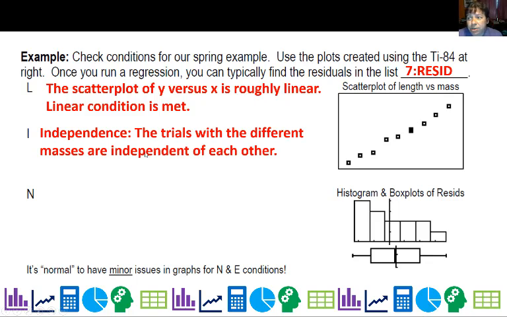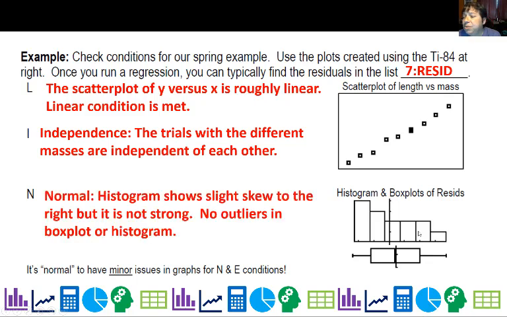Independence, the trials with the different masses were independent of each other, so we should be fine. There's no reason to think there was any dependence between one and the other. And then normality, the histogram does show a slight skew to the right, but it's not strong. And no outliers in the box plot or histogram. And it is normal to have minor issues in these graphs, okay? So as long as you don't have a giant skew or big outlier, you're fine.